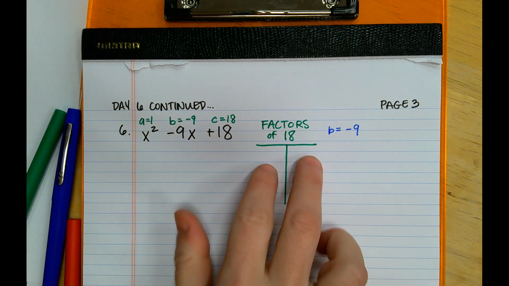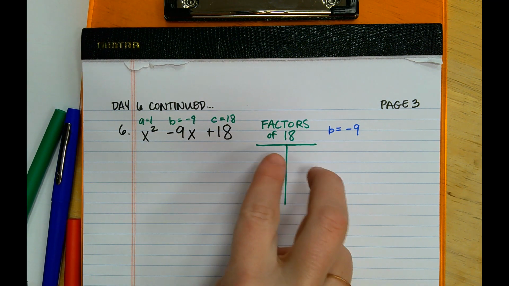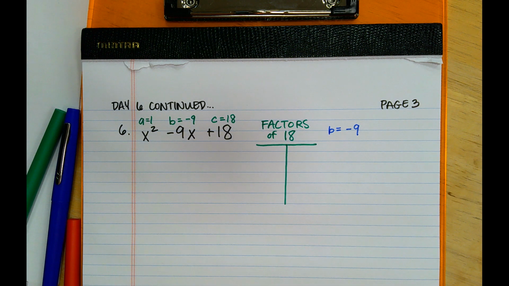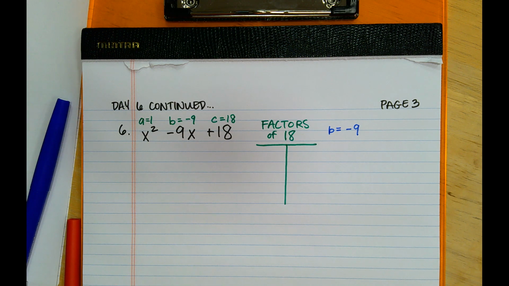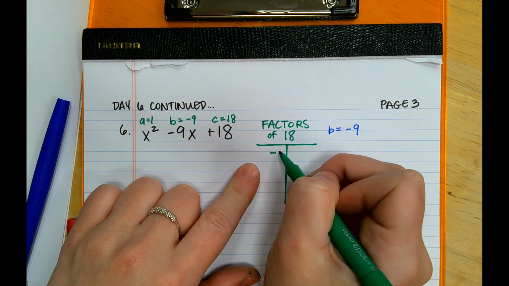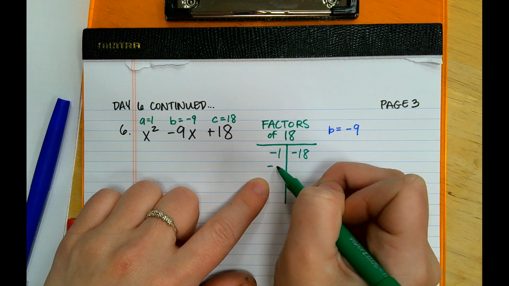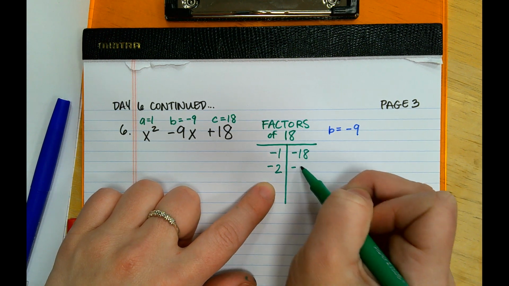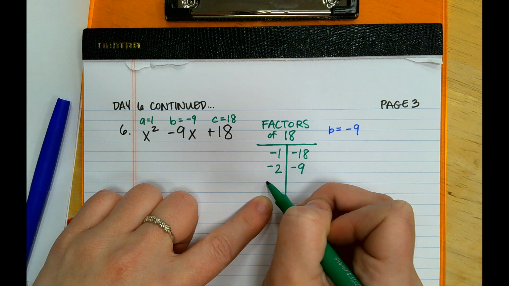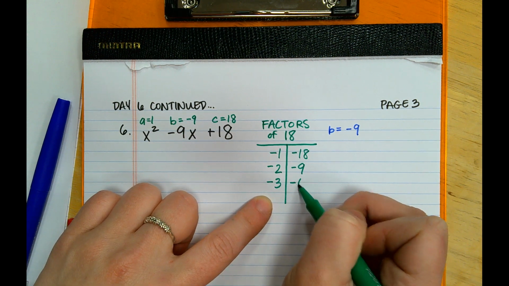Our numbers have to have the same sign. Can I ever add 2 positive numbers and get a negative answer? No. So let's not even mess with positive numbers for factors. Let's go ahead and just start with negatives. What 2 negative numbers can I multiply together to make 18? Negative 1 times negative 18. Negative 2 times negative 9. What else? Negative 3 times negative 6.